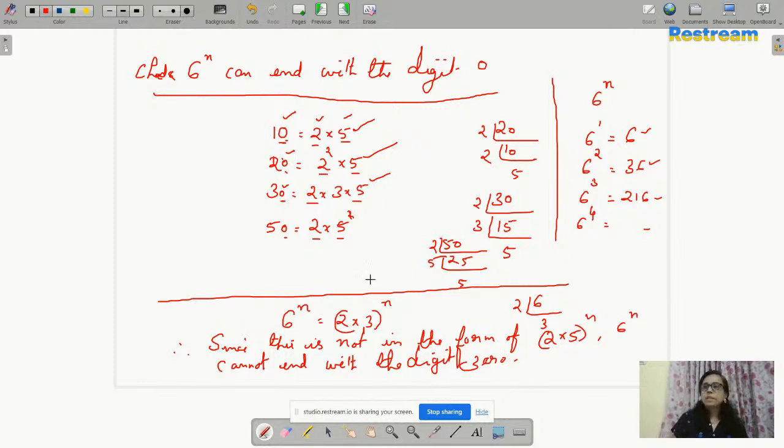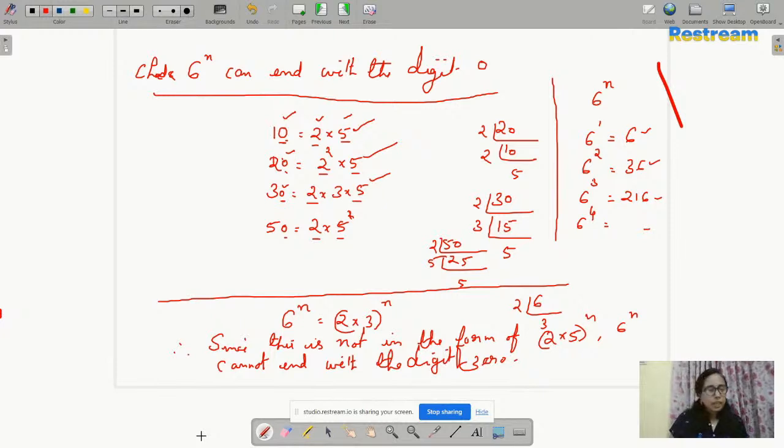This one, I cannot write. I have to just thicken the nib a little bit. Let me see. Yes, I'll take this. Do you understand? Why it is like this? 6 raised to n: first you factorize, 2 into 3 whole raised to the power n. I was explaining the concept. Children, this one I cannot see. Yes, this one. Okay.